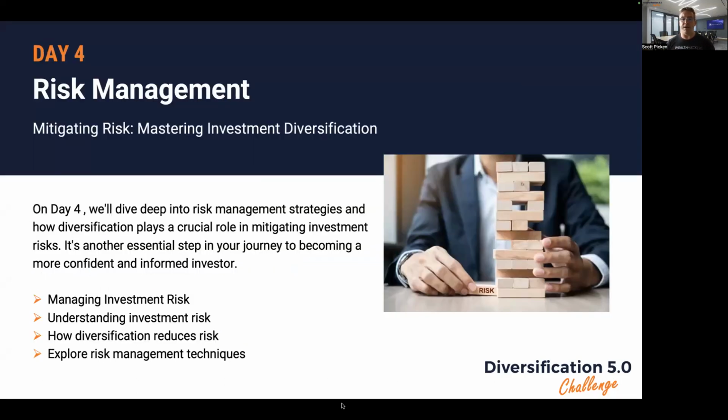So what is day 4 all about? Well, it's a deep dive into risk management strategies, how diversification plays a crucial role in mitigating investment risk. It's another essential step in the journey to becoming a more confident and informed investor. It's about managing investment risk. It's about understanding investment risk. It's how diversification reduces risk. And ultimately, it's about exploring risk management techniques.